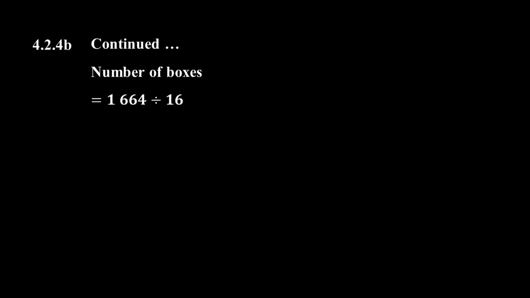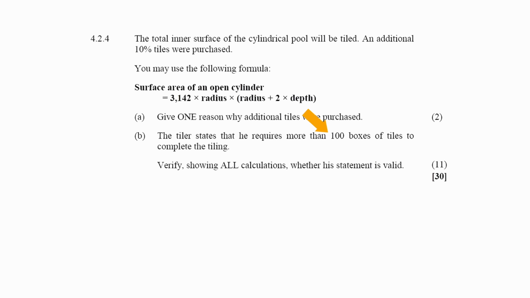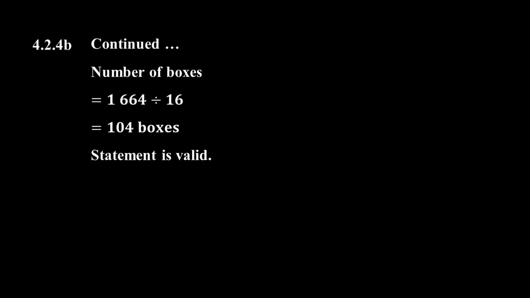Finally, we have to calculate the number of boxes that needs to be purchased by dividing the total number of tiles needed by the number of tiles per box. So 1,664 tiles divided by 16 tiles per box, and this equals 104 boxes. Since this value is more than the stated 100 boxes, we have to conclude that the tiler's statement is valid.